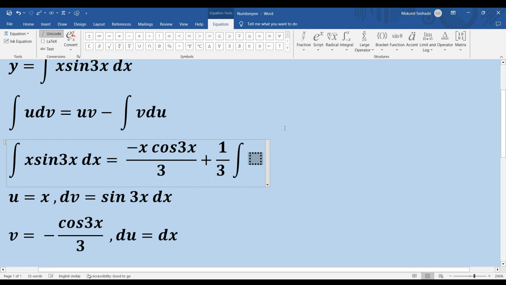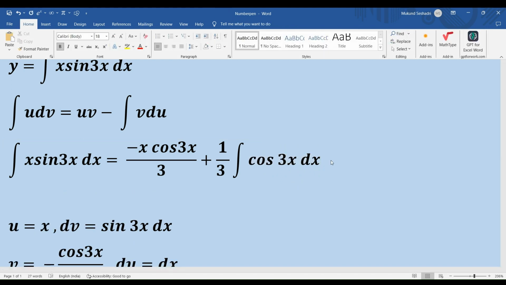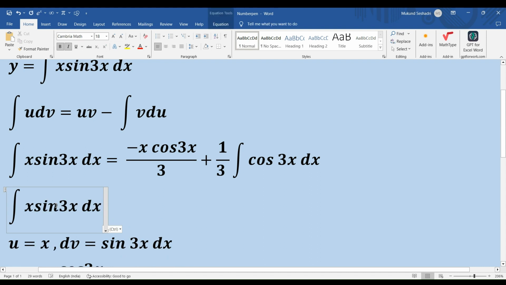So let's write down what our v du part is, right? Cos 3x times dx, right? Now, do we know the integral of cos 3x times dx? The answer is yes. So let's go to our next line to finalize our answer. We have more or less arrived at what we want.